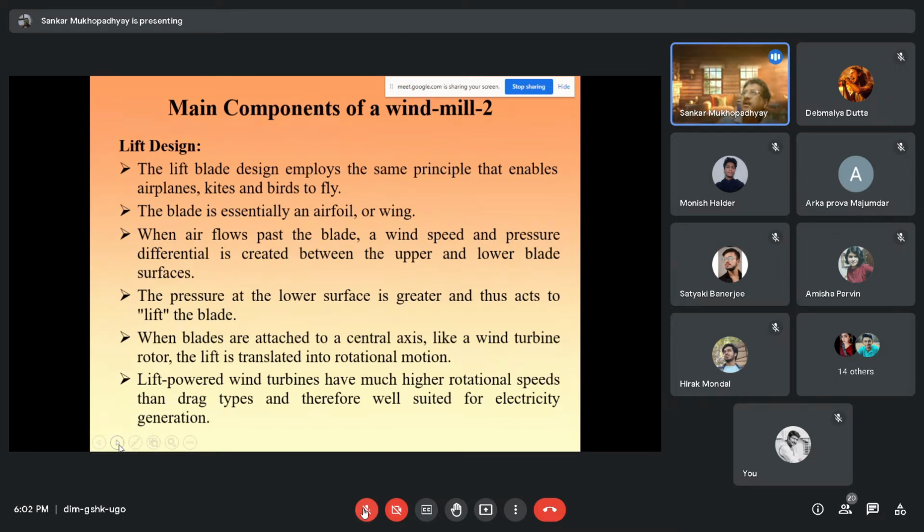So when the wind flows, wind creates a pressure on the blade. Now the top of the blade, say, is facing a pressure P1, and the bottom of the blade is facing a pressure of P2. Now, if P2 is more than P1, then what will happen? It will give an upward thrust, and as soon as it gets an upward thrust, it will try to move up.